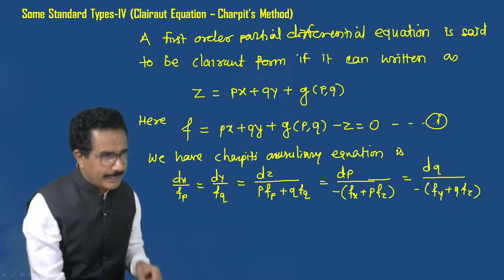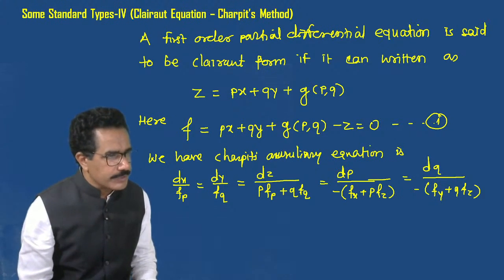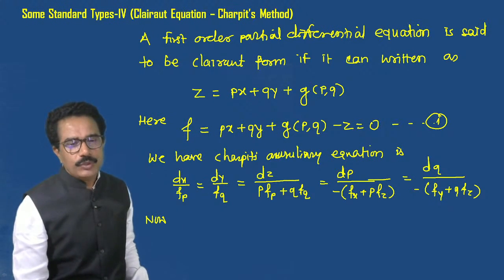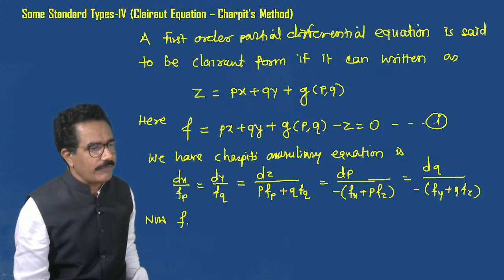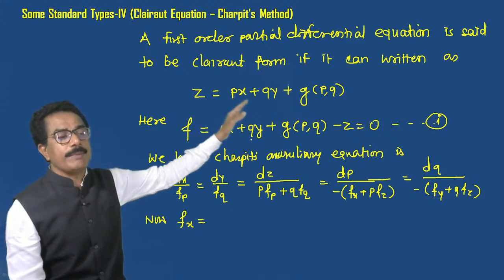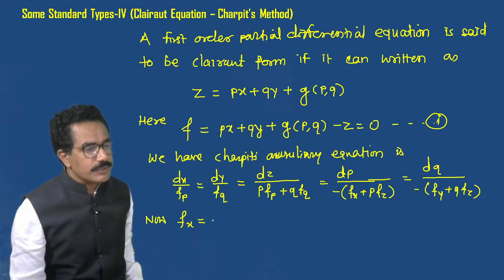Now see this, we will get the value. Understand this: for fp, you have to calculate fx. What is the value of fx? You have to take the partial derivative of f with respect to x. Then what is the value? So it will be p.